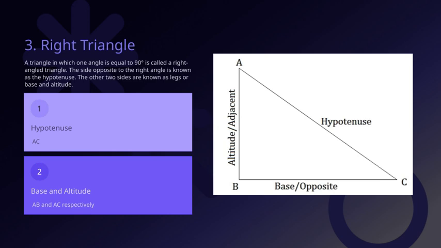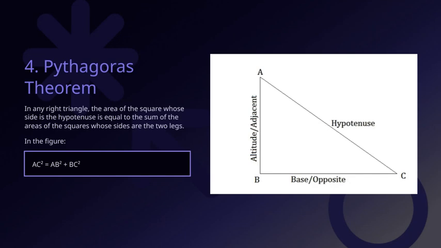The other two sides, which are adjacent to the right angle, are called the legs or sometimes referred to as the base and the altitude. Understanding these parts is essential because they form the foundation for many geometric concepts we'll explore later. So, keep in mind that recognizing the hypotenuse and the legs helps us analyze and solve problems involving right triangles more effectively. Let's take a closer look at this important relationship in right triangles.